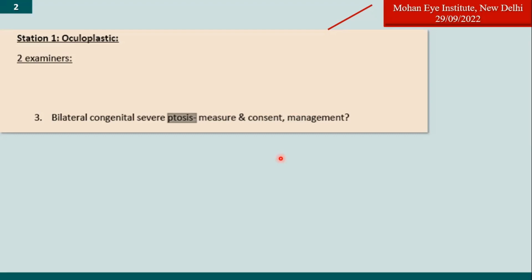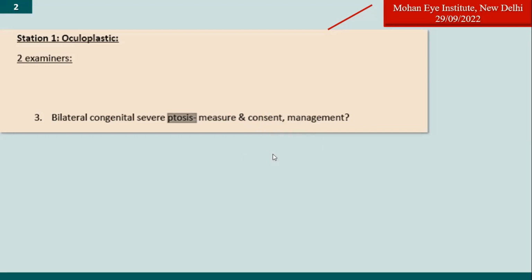So name the type of surgery. Severe bilateral ptosis with poor levator function: bilateral frontalis suspension surgery. Excellent. And we have here a question about the consent. Let's say counseling. What do you want to say to the parents regarding this surgery?